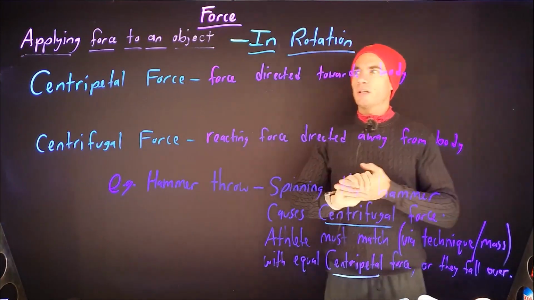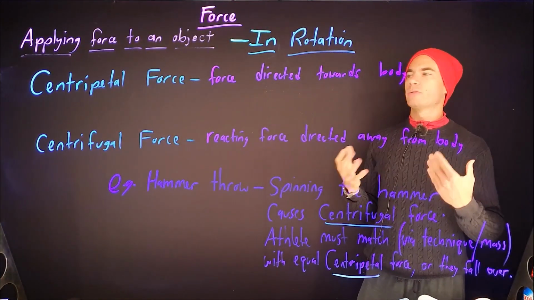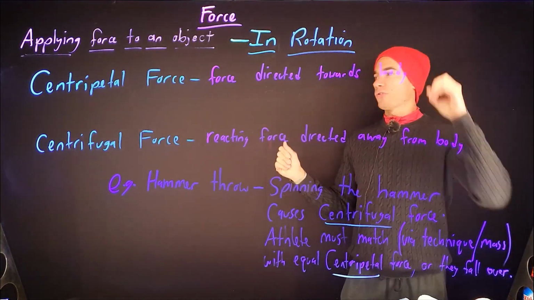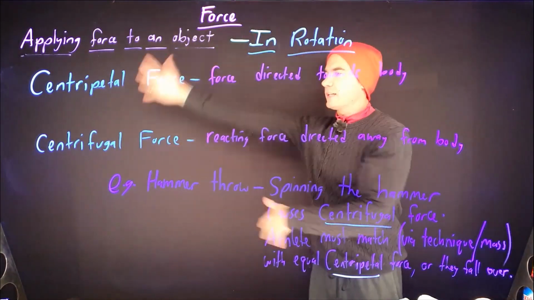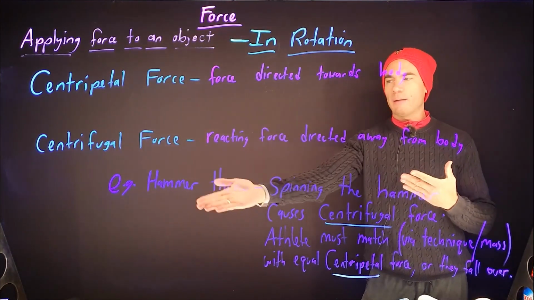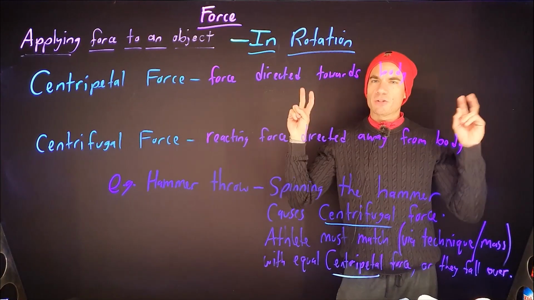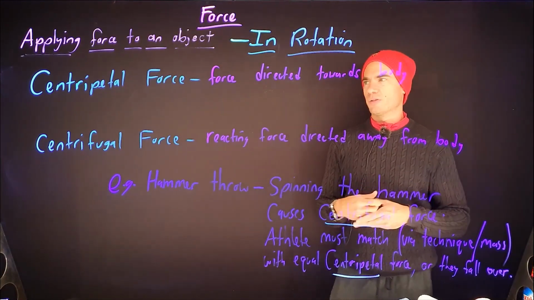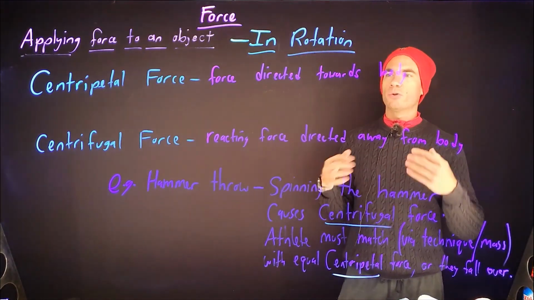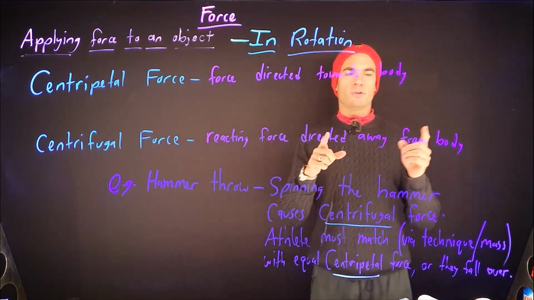Last one to mention, applying force to an object when we're doing things in rotation. Okay, so most of the time we're always talking about head-on things. So whether you're colliding with somebody or you're throwing something or kicking something and it's all going in that direction, all right? But there are some times when you're doing things round and round, like the hammer throw. There are basically two special names that we give those applied and reactive forces, being centripetal force and centrifugal force. So centripetal force is force directed towards the body, and centrifugal force is the reacting force directed away from the body.